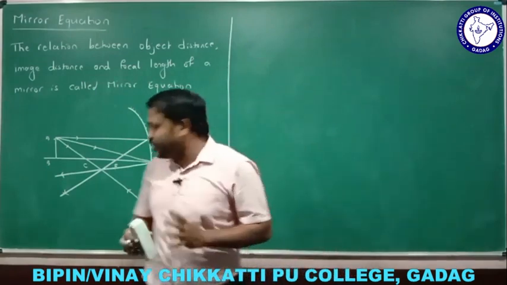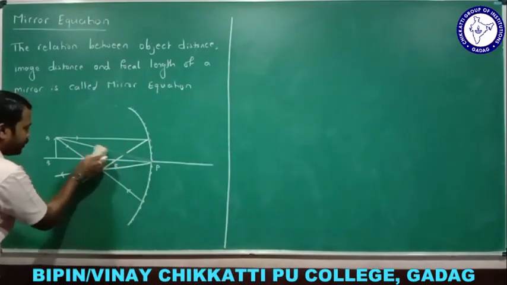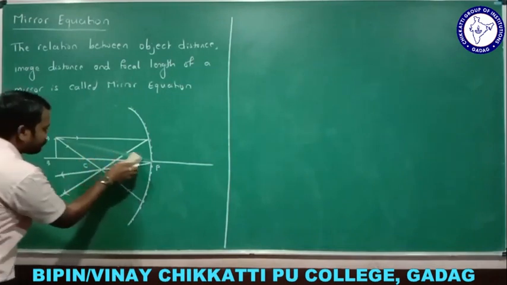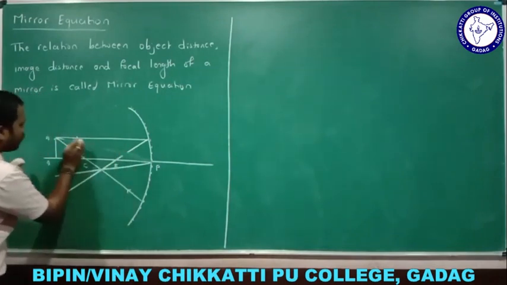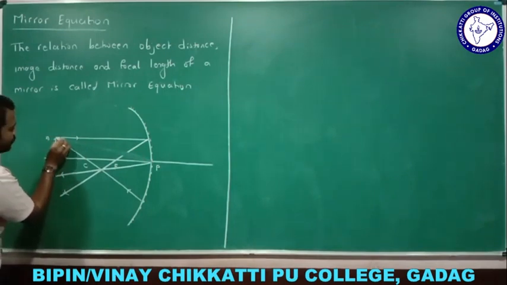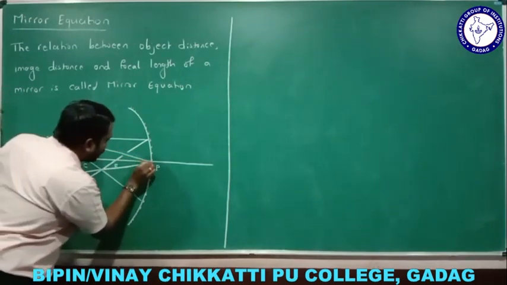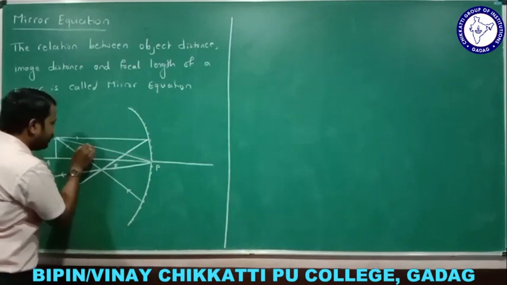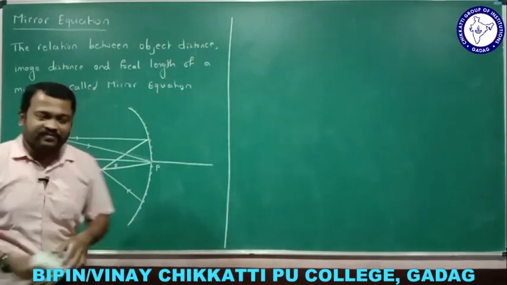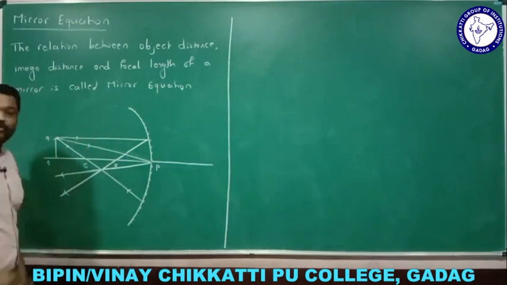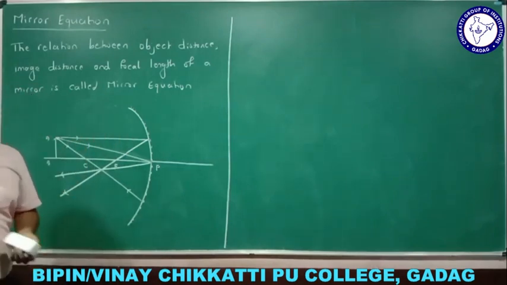Okay, let me draw it neatly. If the incident ray falls at the pole, the reflected ray passes through this point, following the law of reflection. If this angle is theta, then this angle will also be theta. Okay, we got where the image is formed.